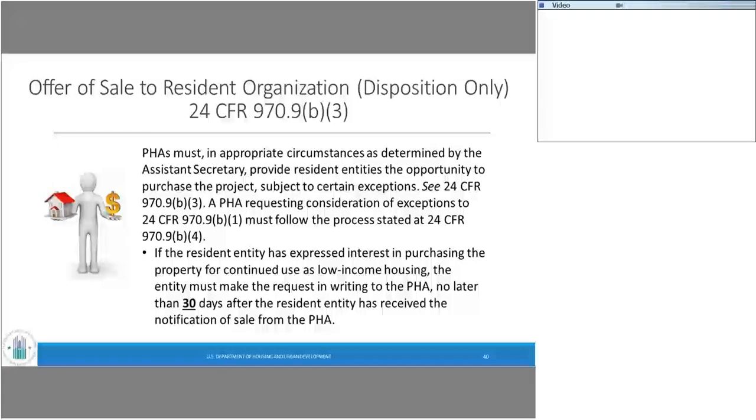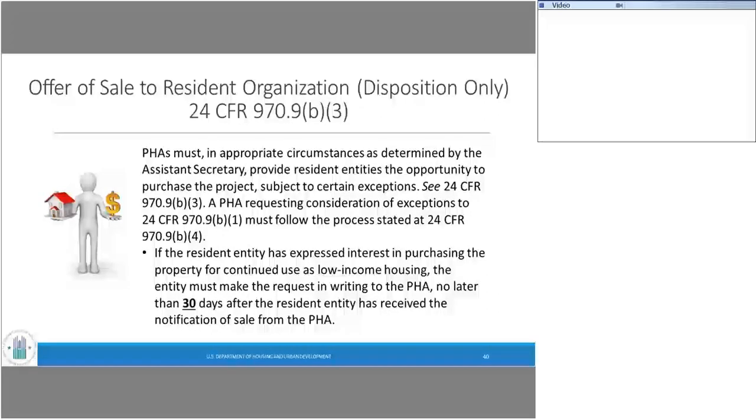When requesting consideration for exceptions, you also need to refer to 24 CFR 970.9(b)(1). That'll let you know exactly what you have in terms of exceptions, what you can request an exception for. And then 24 CFR 970.9(b)(4) states the process by which you actually request an exception.